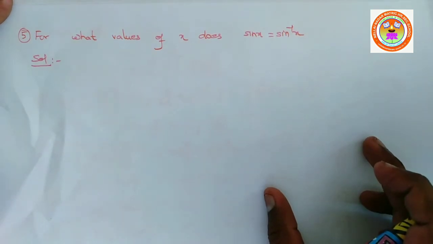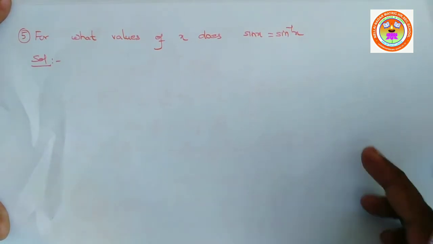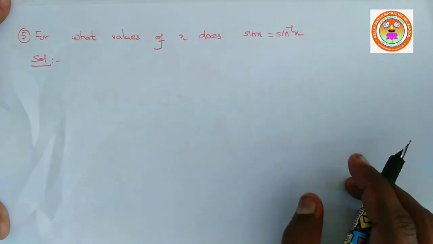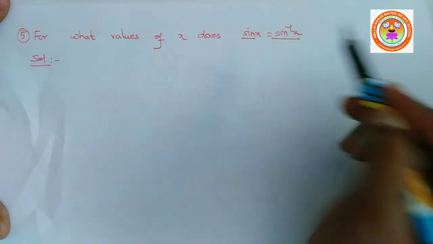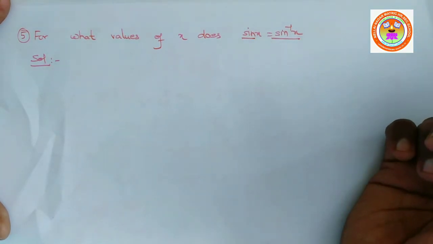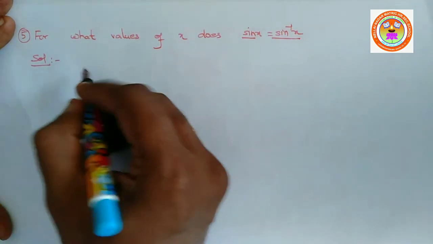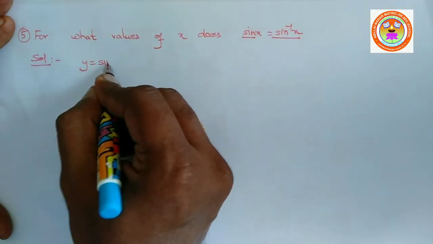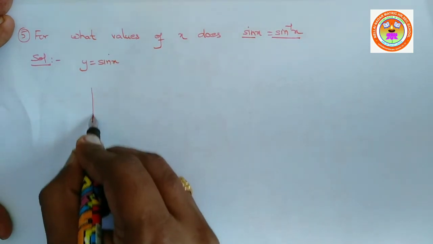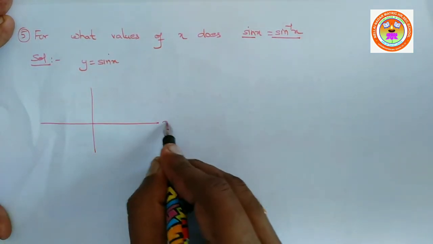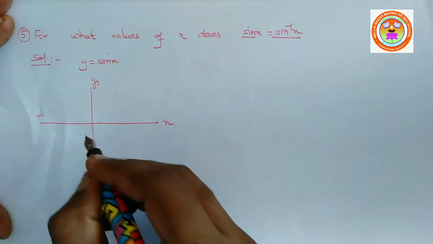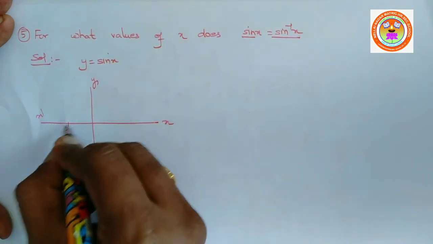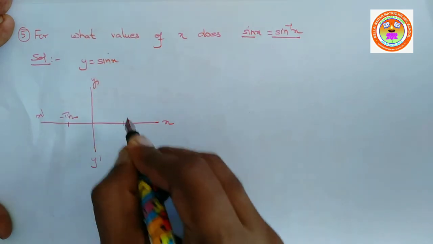Fifth sum. For what values of x is sin x equal to sin inverse of x? The question is, when are sin x and sin inverse of x going to be equal? I am going to draw the y equals sin x curve. You know this is the x axis, y axis, x dash and y dash. We will choose our principal domain, minus π/2 to plus π/2.